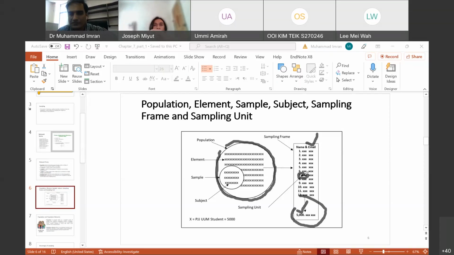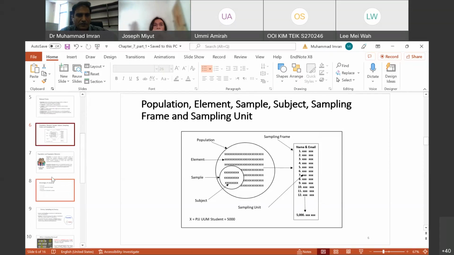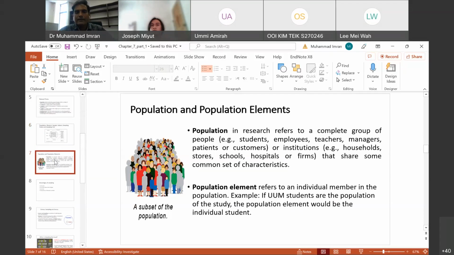Maybe the set of elements. The set of elements is also called the sampling units. Let's discuss one by one here. Okay, again in detail. Theoretically, we are going to explain more in detail.